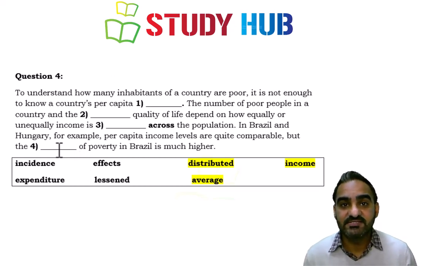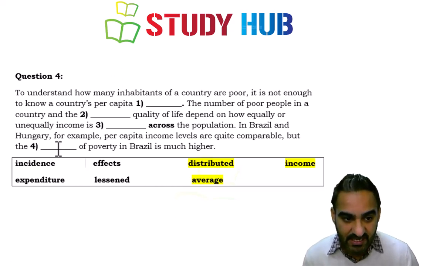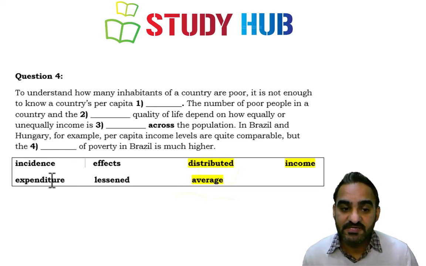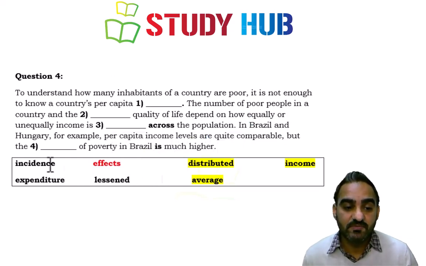I can say a city, I can say a beautiful city. I can say the strategies, I can say the helpful strategies. So after the, there will always be a noun, there may be an adjective or not. So we need a noun here. That means we can go with incidence, we can go with effects, we can go with expenditure of poverty in Brazil is much higher. Another word, subject verb logic, is, that means we are looking for a singular there. So we cannot go with effects. Either the answer will be incidence or expenditure.